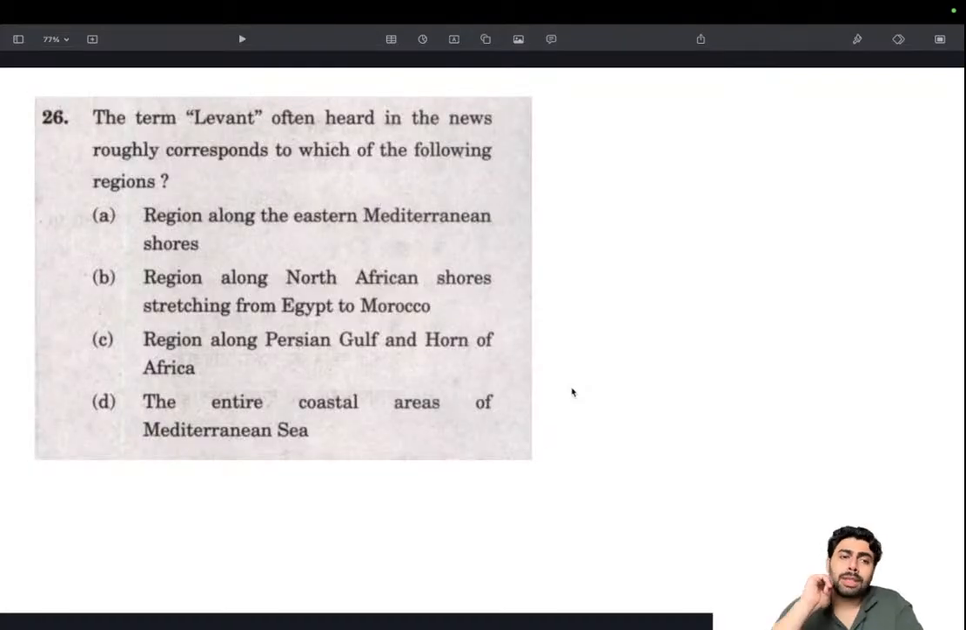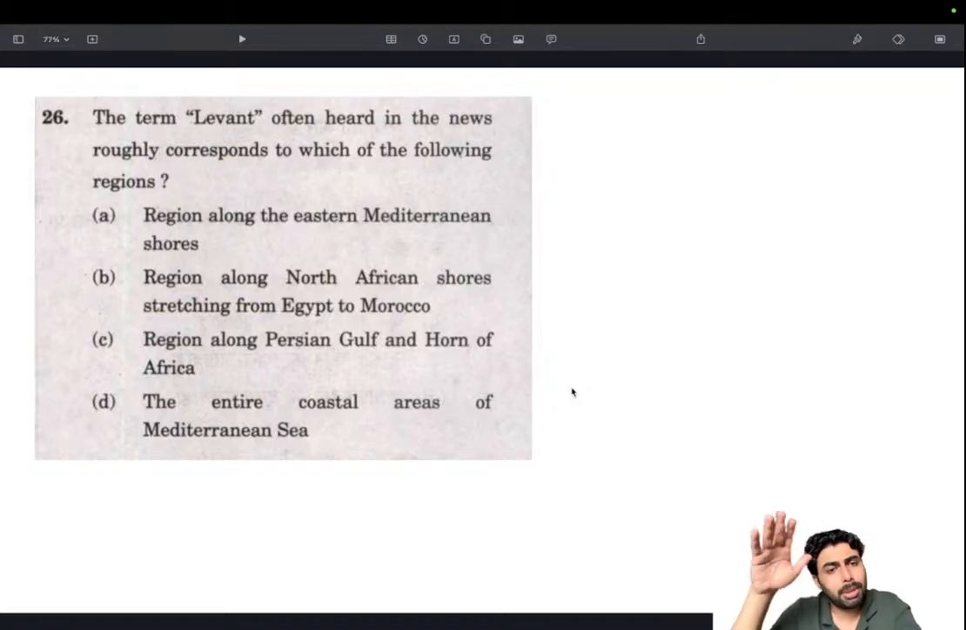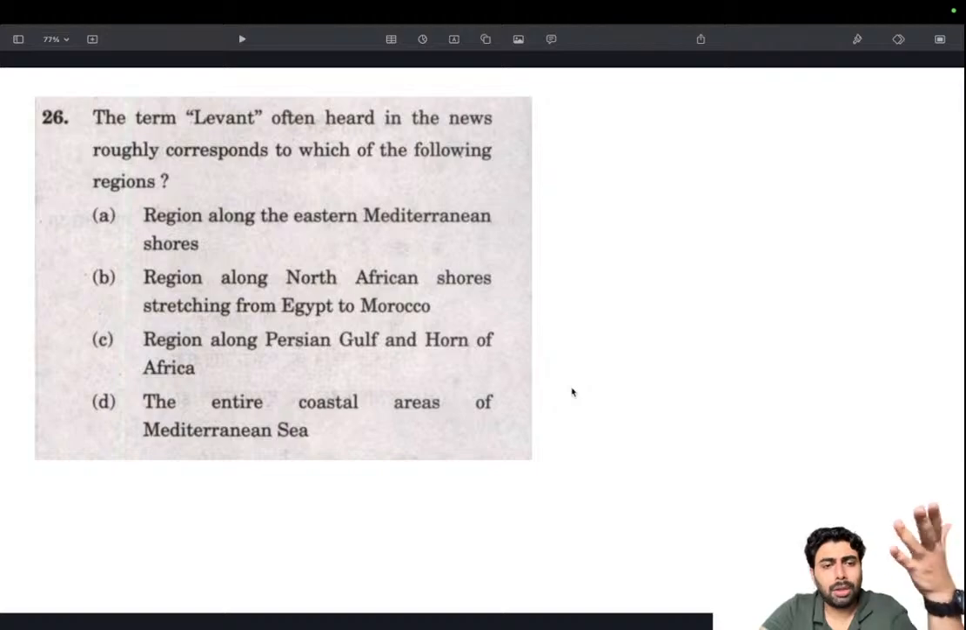The term Levant, often heard in news, roughly corresponds to which of the following? This is something you won't actually come across. These are the kind of questions some people can actually answer, because for some matter they might have come across. I belong to that category. I knew about this particular word because I happened to come across it in a test series. So I knew basically where that was, and nothing more was known to me. I knew the term and I knew where exactly it was. So that's something I got from a test series.